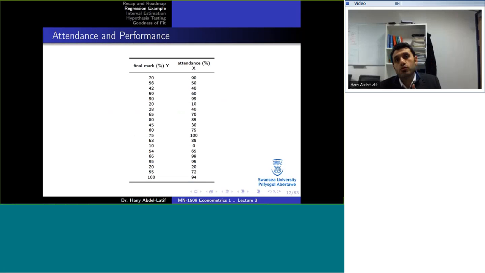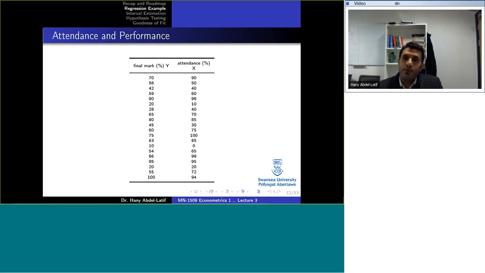Regression does not establish causality, but based on common sense, we would expect that attendance is the independent variable and final mark is the dependent variable, so that's why I label this Y. Final mark is Y, the dependent variable. You get higher marks if you attend more lectures. So attendance is the independent variable, and final mark is the dependent variable. That's why final mark is Y, attendance is X.